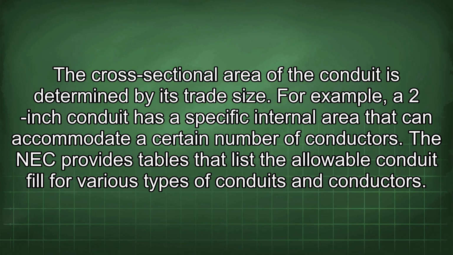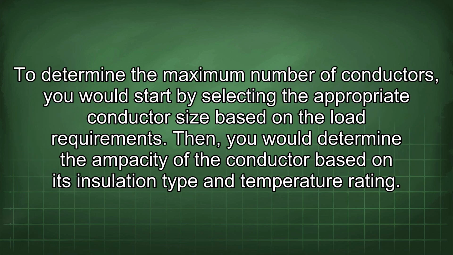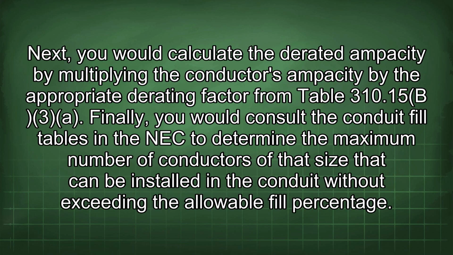The NEC provides tables that list the allowable conduit fill for various types of conduits and conductors. To determine the maximum number of conductors, you would start by selecting the appropriate conductor size based on the load requirements. Then, you would determine the ampacity of the conductor based on its insulation type and temperature rating. Next, you would calculate the derated ampacity by multiplying the conductor's ampacity by the appropriate derating factor from Table 310.15(B)(3). Finally, you would consult the conduit fill tables in the NEC to determine the maximum number of conductors of that size that can be installed in the conduit without exceeding the allowable fill percentage.